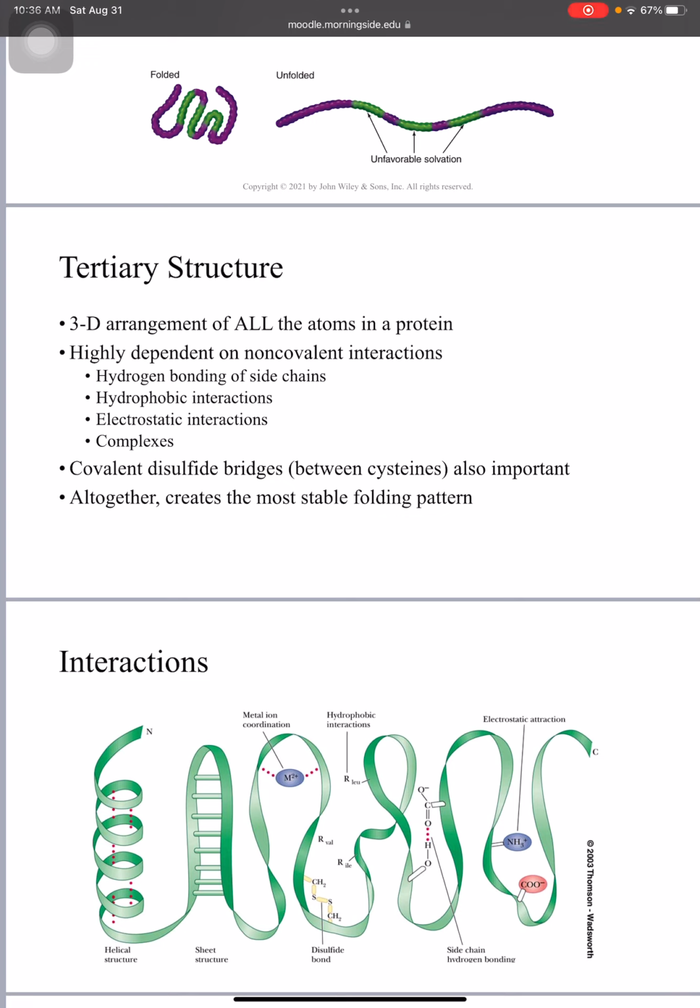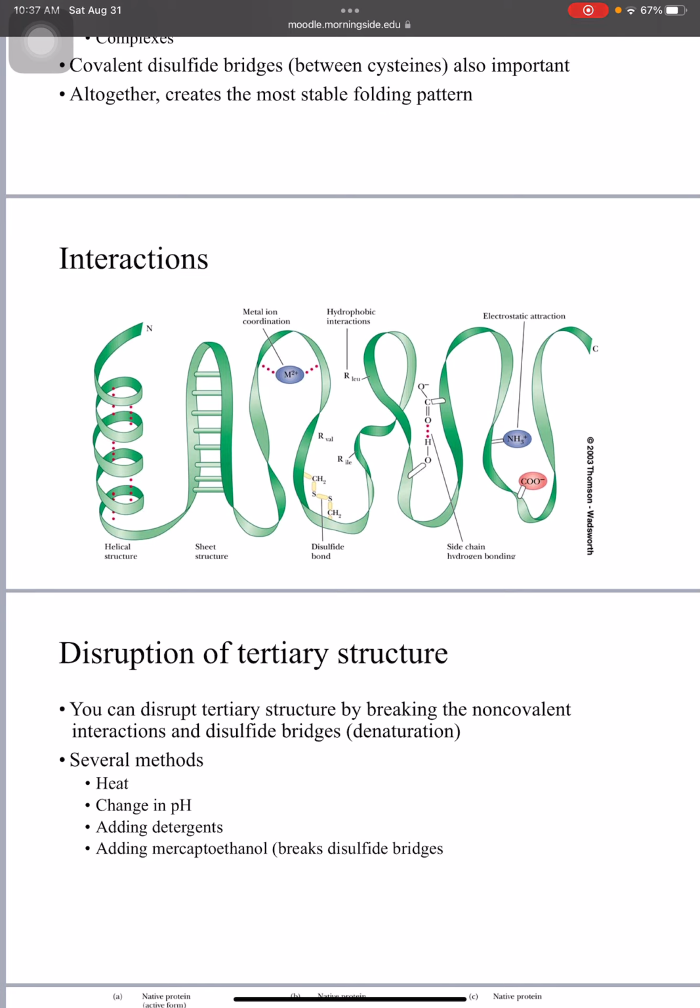You may ask, well, why in the heck would you want to disrupt tertiary structure? A lot of times, in order to fully understand the structure of a protein and try to map it out, you will actually have to disrupt these interactions. That's called denaturing, because that makes it easier to analyze for the amino acid sequence. So there's one reason why.